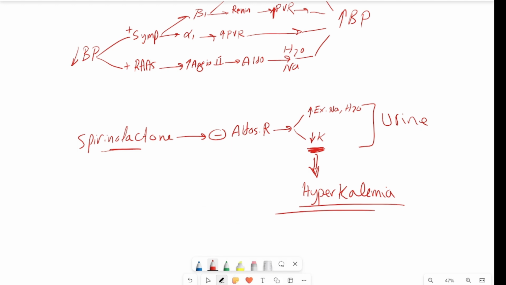Okay, so I'll repeat this one. Spironolactone blocks the aldosterone receptor. This will antagonize the action of aldosterone by increasing excretion of sodium and water in urine and decreasing excretion of potassium. This will lead to the accumulation of potassium and hyperkalemia. So we need to remember this hyperkalemia because we are going to deal with this situation in patients with heart failure, which was covered already in the previous video.